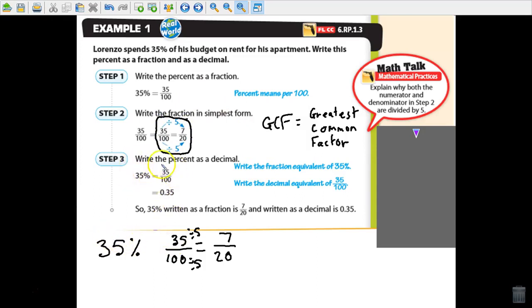Then 35%, we just write it out as 35 over 100. And we know 35 over 100 is 35 hundredths. So the 3 goes into my tenths place, and then the 5 goes in the hundredths place, and that's where it ends. So I have my percent, fraction, and my decimal.